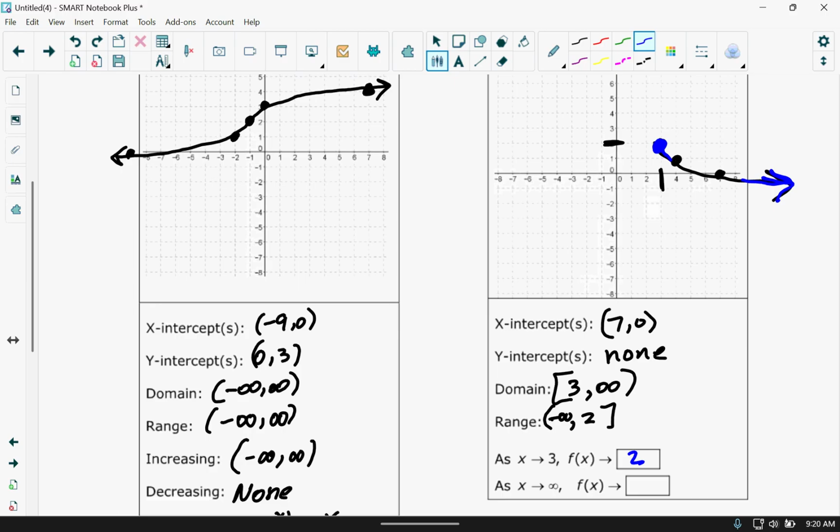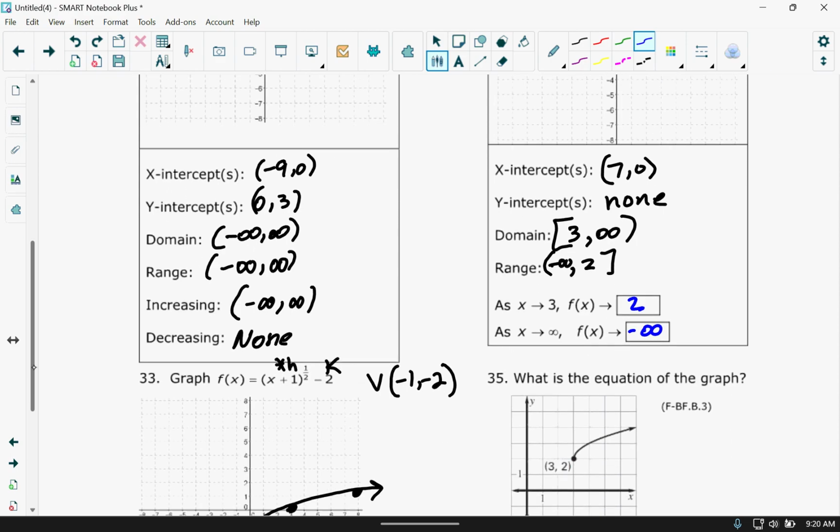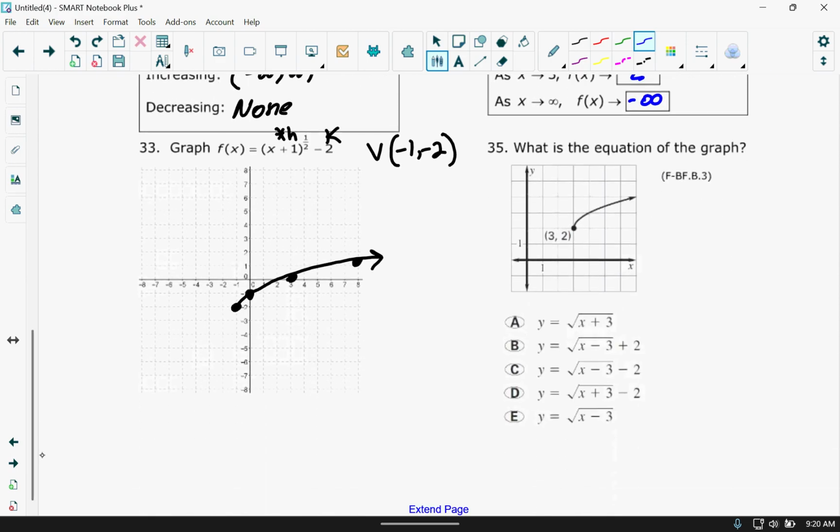That's going to head down forever, so that's going to be -infinity. So anytime your graph doesn't have an arrow on one side, it's going to use numbers for the end behavior, both for the x and the y. Okay, next it says, what is the equation of the graph?